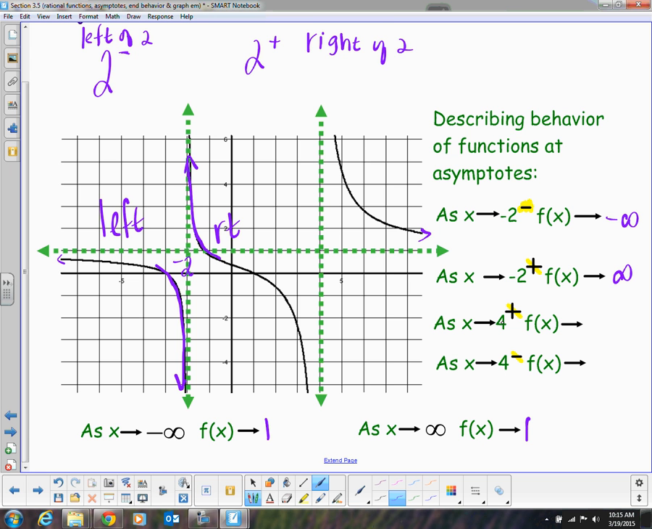So now we're going to approach 4 from the what? Right. So here's 1, 2, 3. Here's 4. This is left. This is right. So here's the function. As I approach from the right, what are the y values doing? They're going up forever. However, on the left side of 4, what are they doing? They're going down forever.